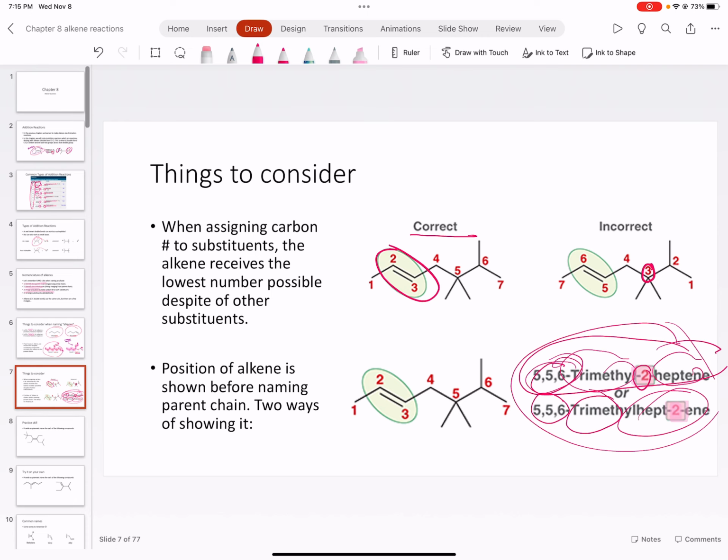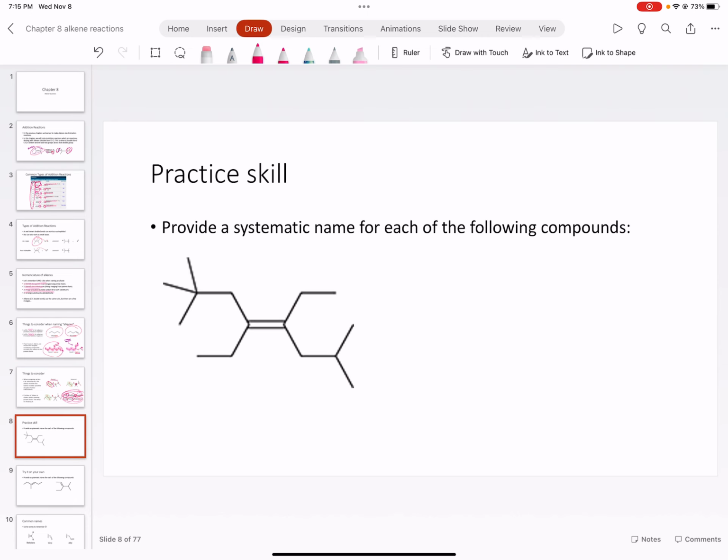Knowing that, we can practice a little bit naming our alkenes. So we're gonna practice a little bit together, and then we're gonna do some practice problems as always.